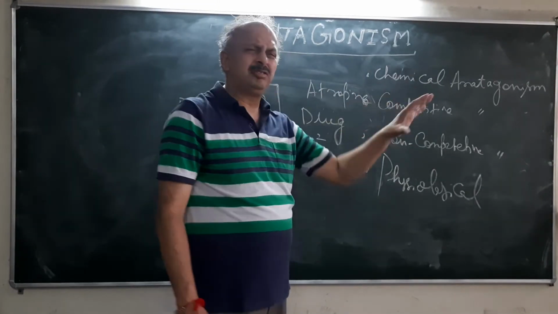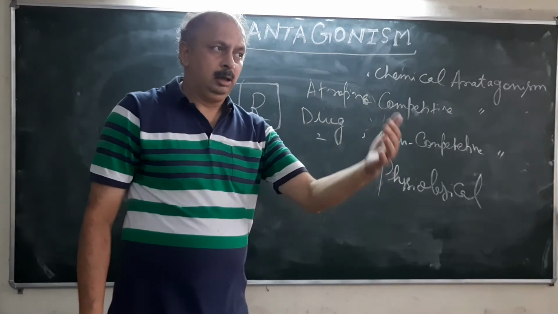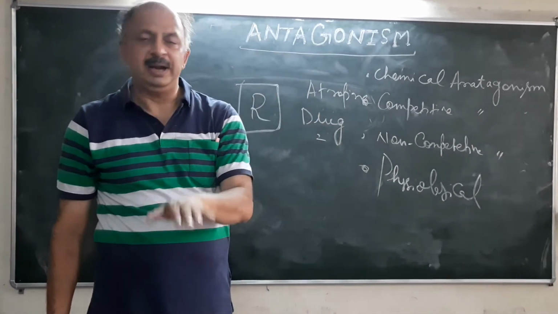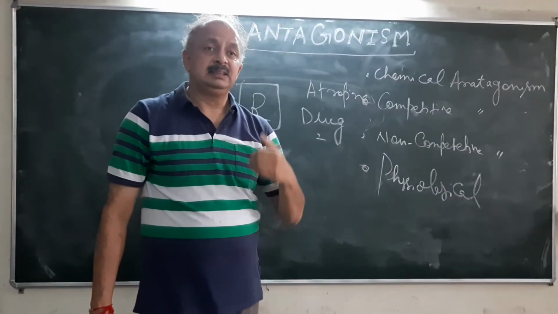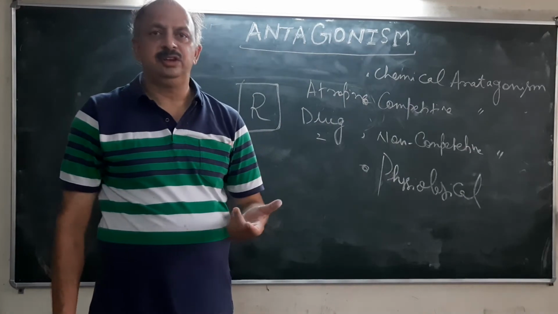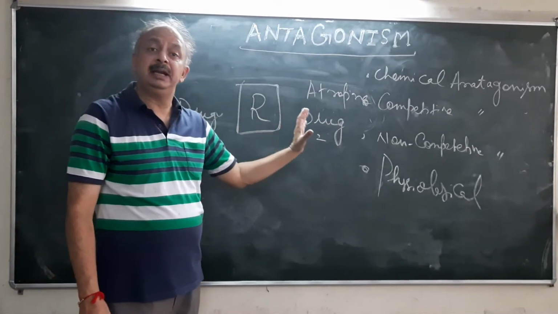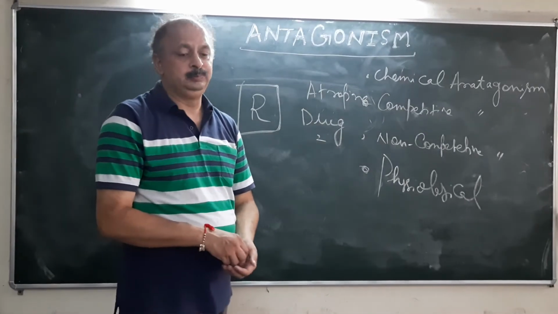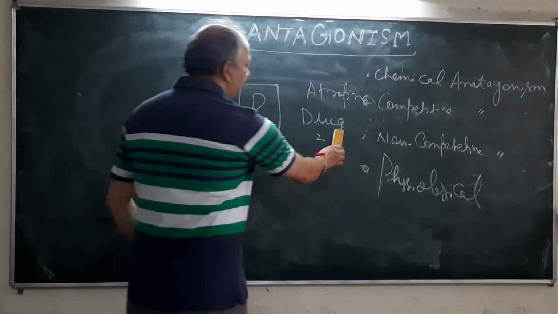But here we just try to understand that in competitive antagonism the effects of the acetylcholine are prevented by giving atropine, because atropine will be in more concentration, and with more concentration it will inhibit the action of the acetylcholine at the muscarinic receptors. The third one is non-competitive antagonism.